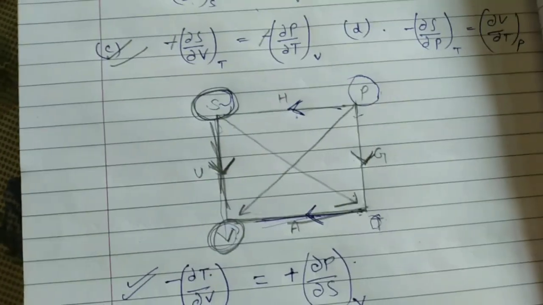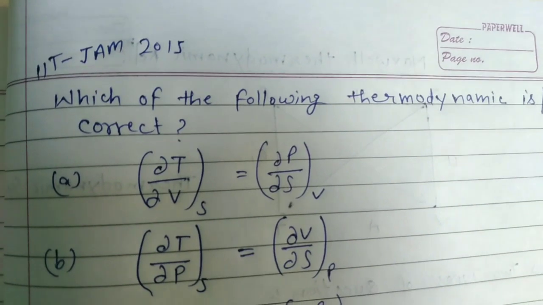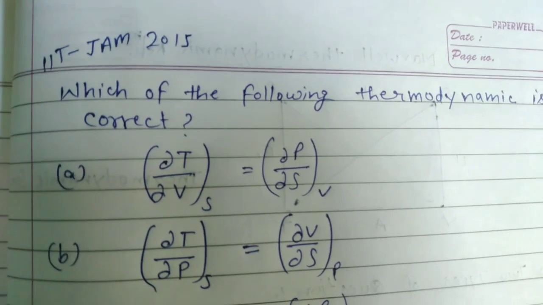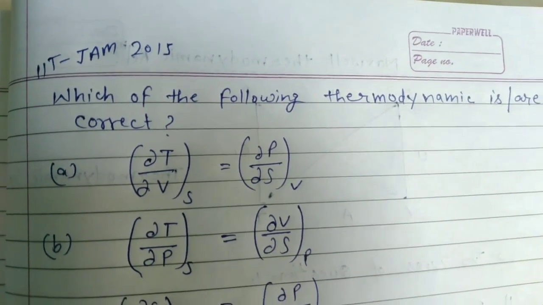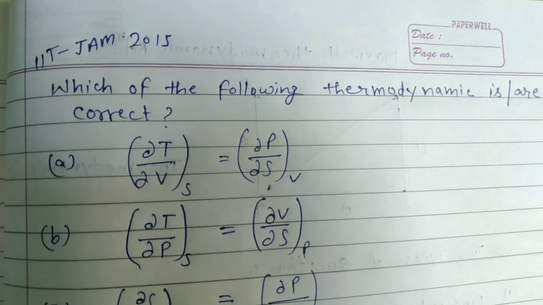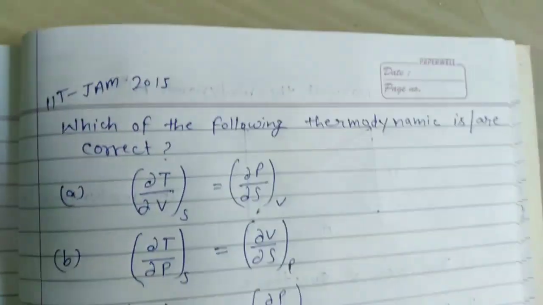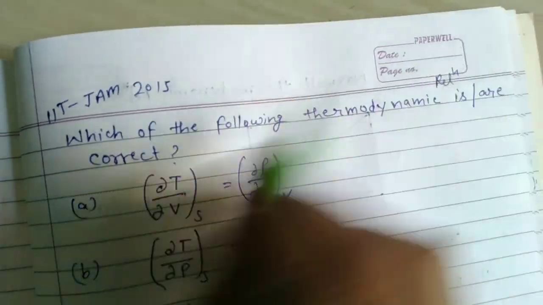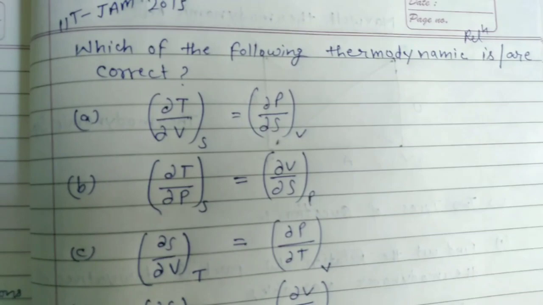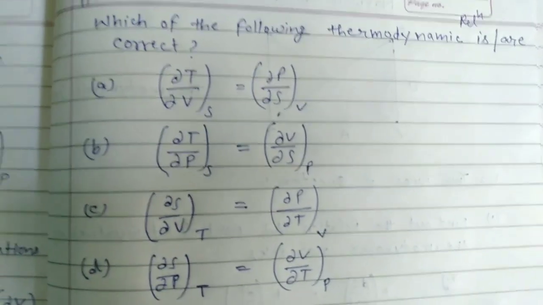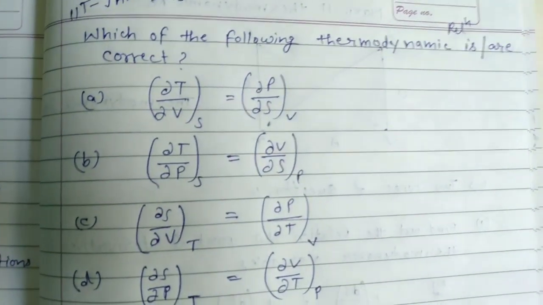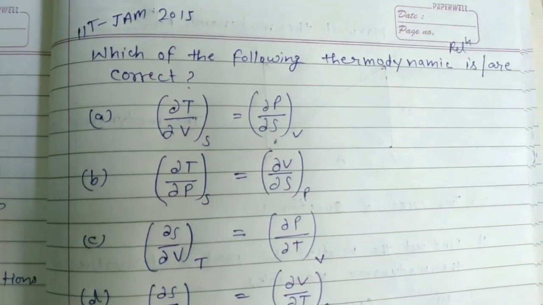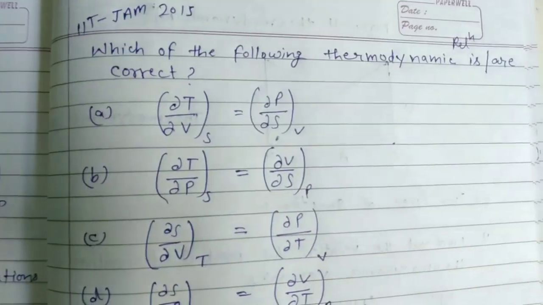You can try this. And there is one multi-select question from IIT JAM 2015, and the question is, which of the following thermodynamic relations is or are correct? Here a relation I forgot to write, this thermodynamic relation, and this is a multi-select question. This question you can try by yourself, and in the next video we will discuss the relationship between thermodynamic functions and thermodynamic variables.